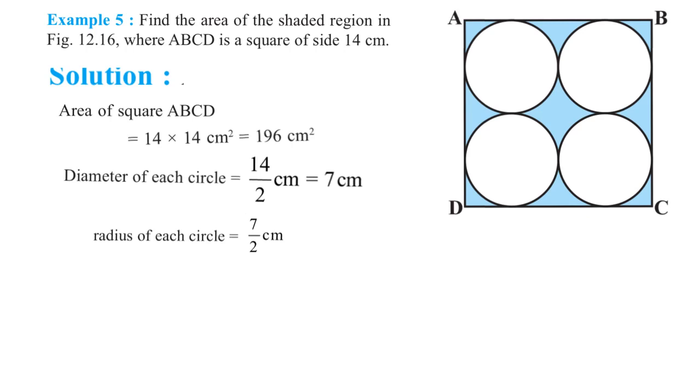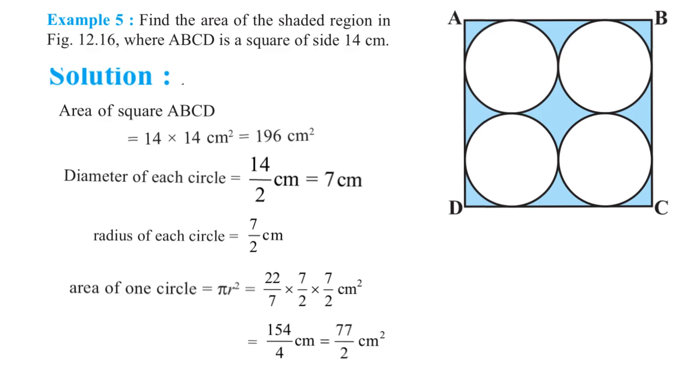Now we can easily find the area of one circle. So the area of one circle is pi r squared. We know what r is, 7 over 2, and pi is 22 over 7. So we can plug in the values, and we get 22 over 7 times 7 over 2 times 7 over 2. Simplify that and you get 77 over 2 centimeter squared. This is the area of one circle, but we have 4 circles. So the area of all the 4 circles will be times 4. So the area of 4 circles is going to be 4 times 77 over 2, which is 154 centimeter square.